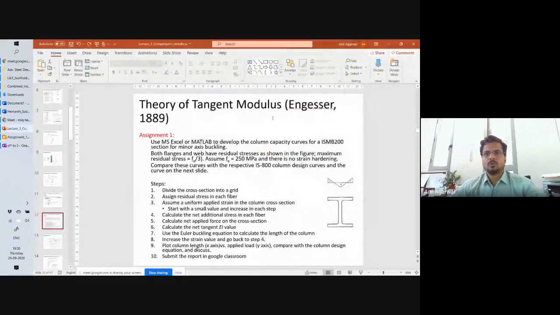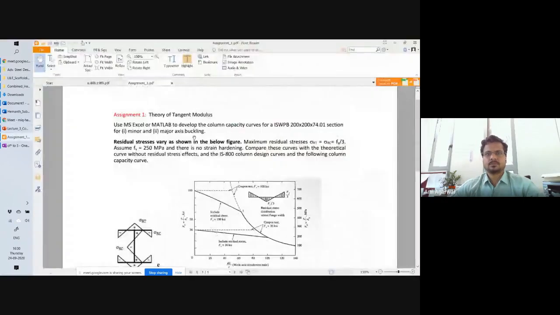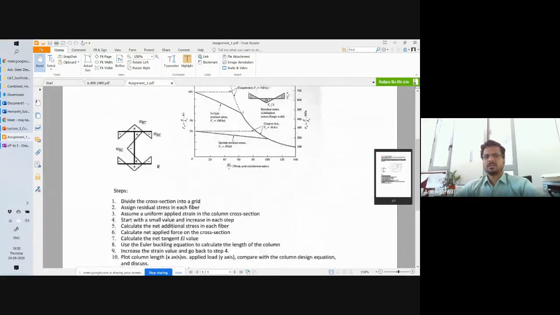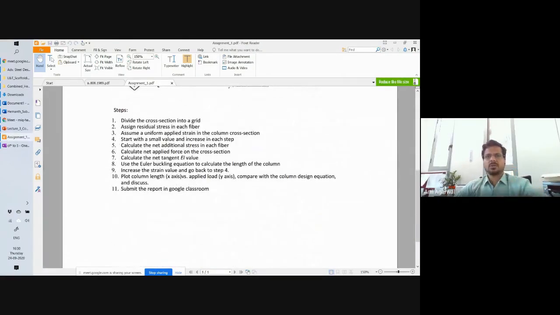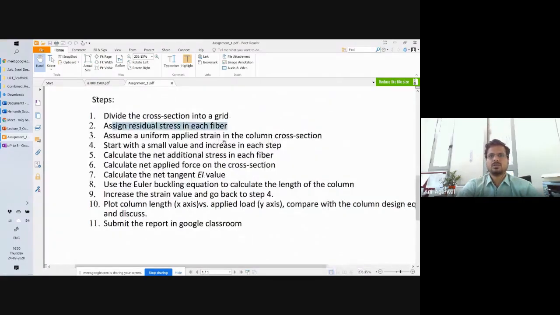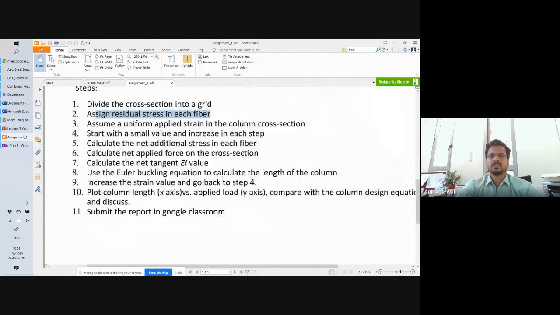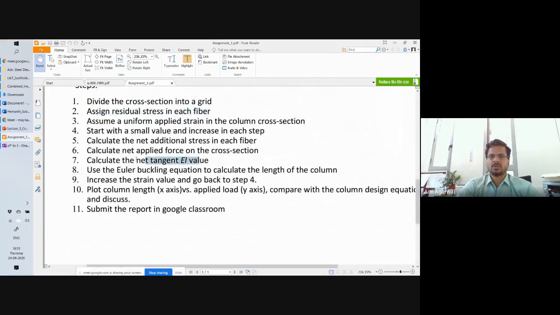So look at the properties of that section, and then you divide that cross section into a number of grid points. And you don't have to do it all at once. First, you can define the grid points in x direction, then you can define the grid points in y direction. And then there is a procedure that I have given here. So first, you have to divide the cross section into a grid. Then assign the residual stresses in each fiber. Assume the uniform applied strain in the column cross section. Start with a small value and increase in each step. And as you keep increasing the strain, you calculate the EI value corresponding to that strain. That is net EI, total EI.